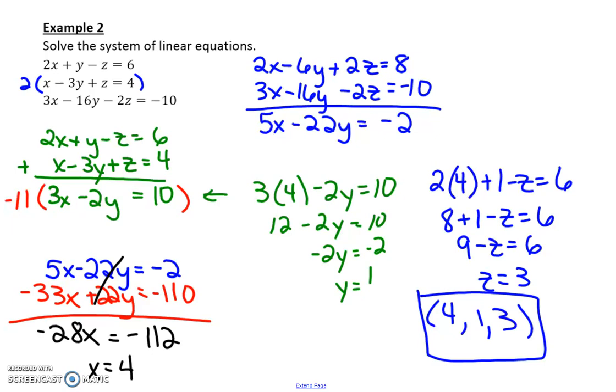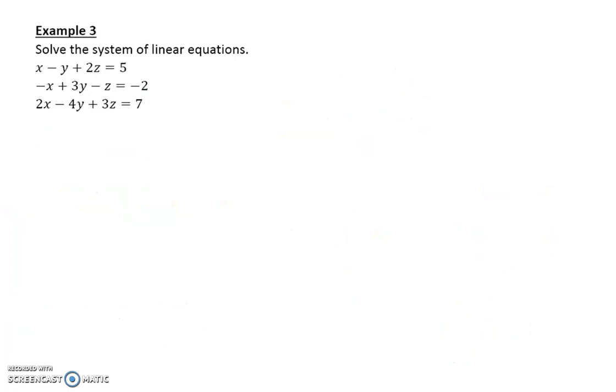All right, let's take a look at example number 3. Again, we're solving the system of linear equations. And so what I'm going to do first is I am going to just add the first 2 together. So I'm going to take those and I'm going to add them together. So x minus x is 0. Negative y plus 3y is 2y. 2z minus z is z. And 5 minus 2 is 3.